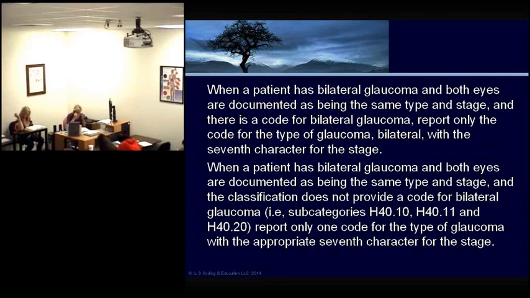Let's find that rule. So on page 11 again, under number 2, when a patient has bilateral glaucoma and both eyes are documented as being the same type and stage and the classification does not provide a code for bilateral glaucoma, report only one code for the type of glaucoma with the appropriate 7th character for the stage. So you're not going to code it right and then code it left. You're only going to use one code.